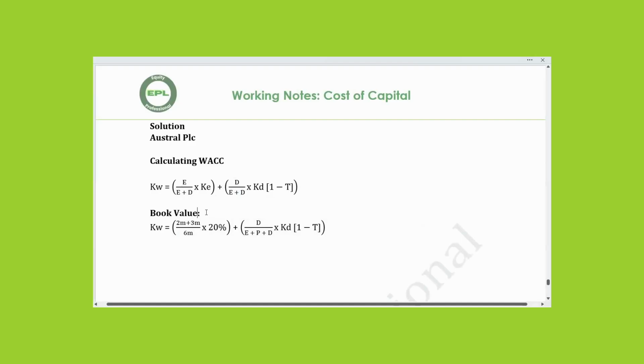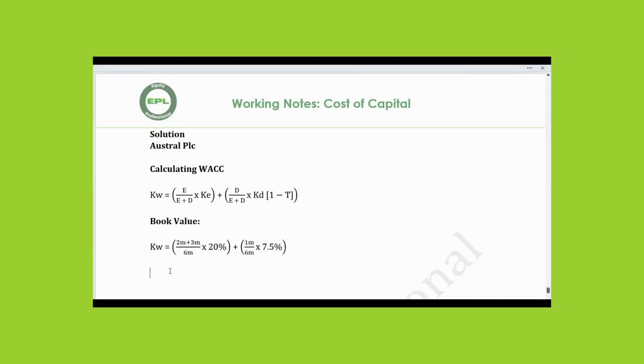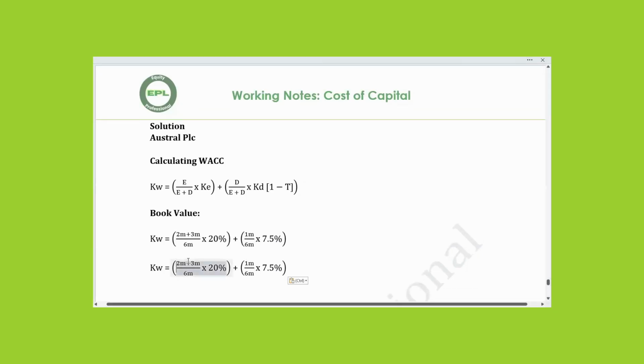Then for the other side, which is the debt, the value of the debt is 1 million divided by the total value of 6 million, multiplied by the after-tax cost of debt. We are given 7.5%. The after-tax cost of debt is 7.5%. It's as simple as that. So I can then come here to say, 2 million plus 3 million will give us 5 million naira. So here will be 5 million.